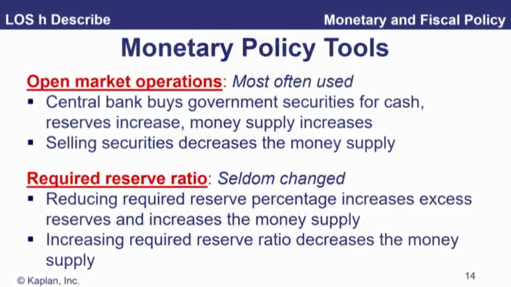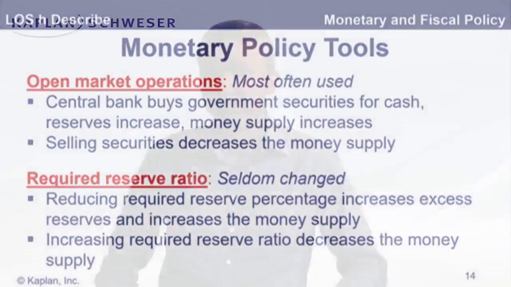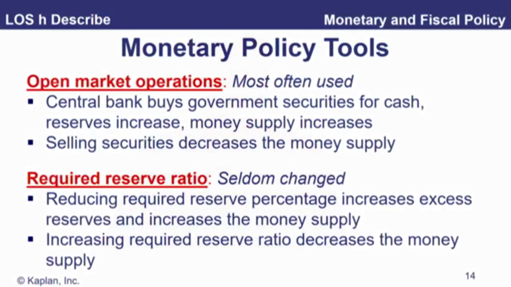Then the required reserve ratio, RRR if you will, seldom changed. So open market operations the most often, then policy rate, and required reserve ratio less often used. What is the required reserve ratio? Well, that is the percentage of cash that the bank must keep on reserve. So if you go to one of the other segments, you'll see in there the potential deposit expansion multiplier. That is dependent on this required reserve ratio.